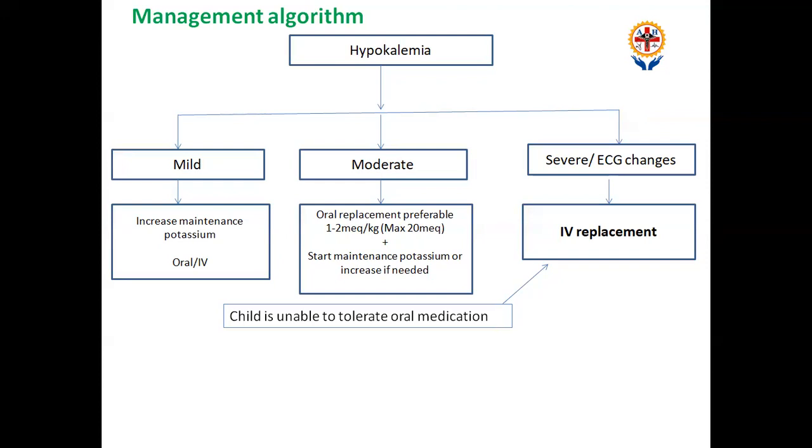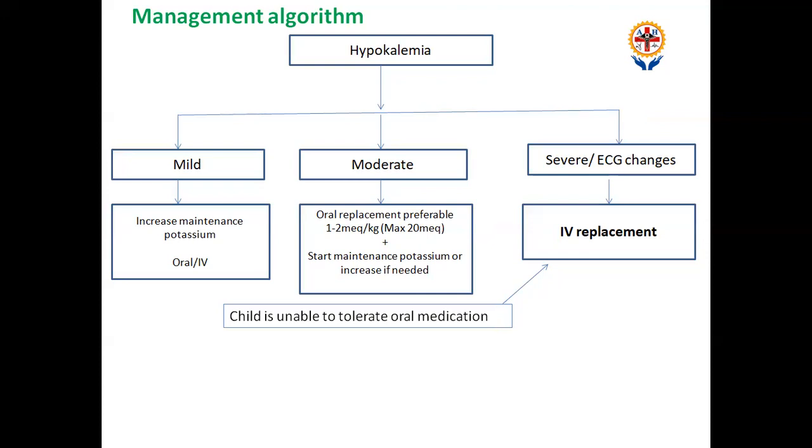What is the normal maintenance potassium for a body per day? 3 to 4 milliequivalents. 3 to 4. It is 1 to 2 milliequivalents. So normal maintenance is 1 to 2 milliequivalents. Say fixed at 2 milliequivalents. So 2 milliequivalents per kg per day is the normal maintenance.